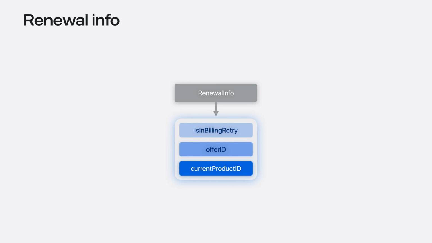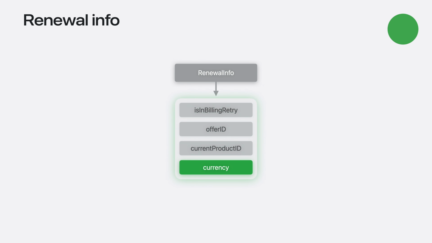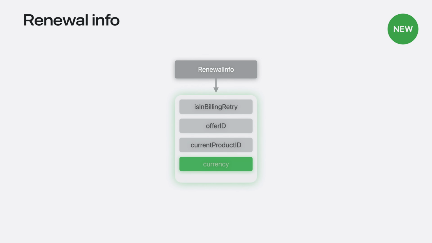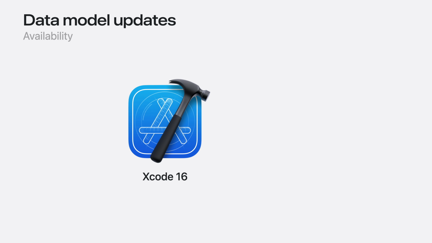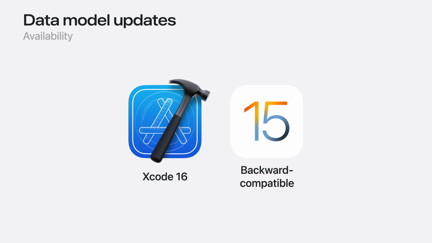For the renewal info model, we added two new fields which mirror the fields added to the transaction model. The first new field is called currency, and the second new field is called renewal price. Renewal price indicates the amount that will be charged to the customer when this subscription renews. It's important to note that the renewal price should not be interpreted without the context provided by the new currency member. You can access these new transaction and renewal info APIs when building your app with Xcode 16. They're even available when your app is running on older OS versions, as far back as iOS 15. Refer to the in-app purchase documentation for guidance on how to access these fields if your app supports running older OS versions.